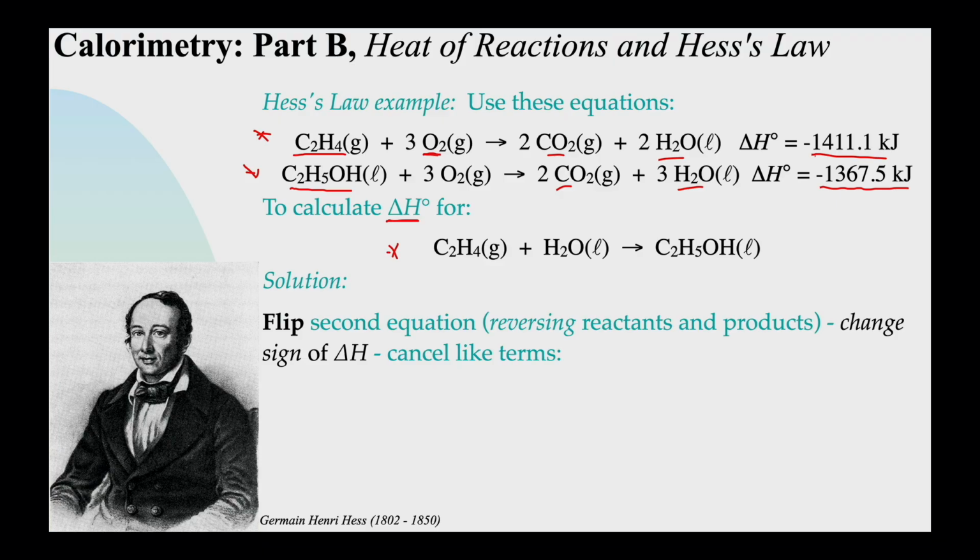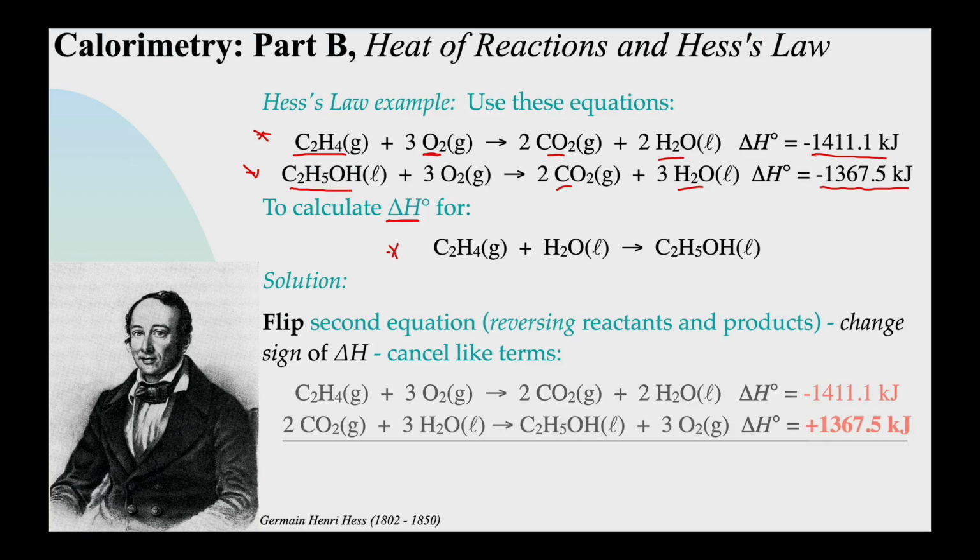Now, in Hess's law, you can flip equations around. And as we talked about in lecture, if a reaction is exothermic in one direction, it will be endothermic in the opposite direction. So, for example, if we flip the C2H4 reaction around, C2H4 and 3 O2s would become products, and 2 CO2s and 2 waters would become reactants. If we do that, you change the sign of delta H. So what was an exothermic negative 1411.1, if we flipped it, would become a positive 1411.1 kilojoules.